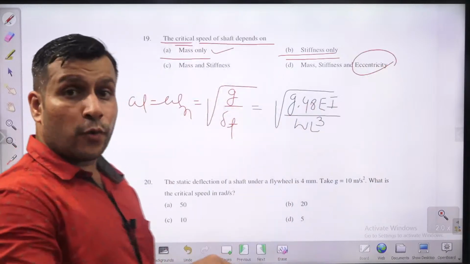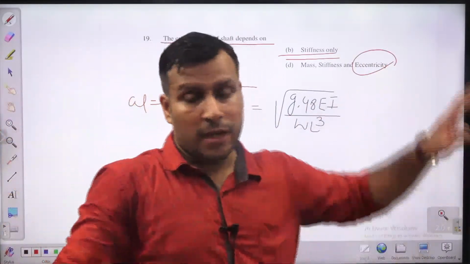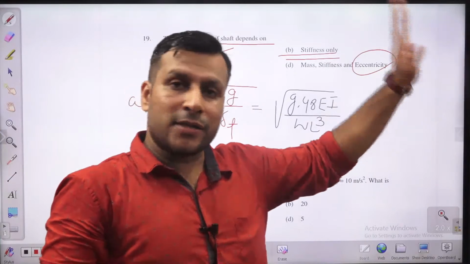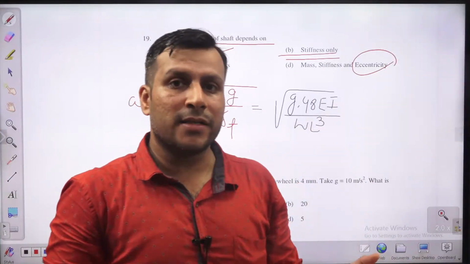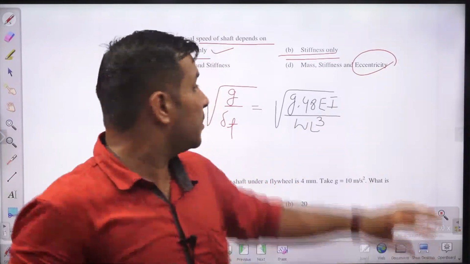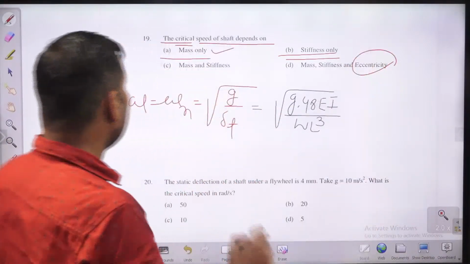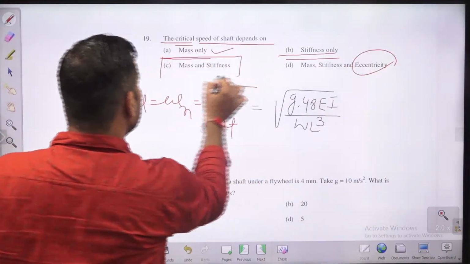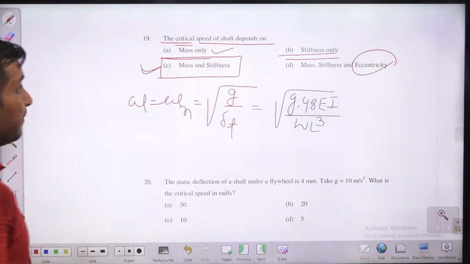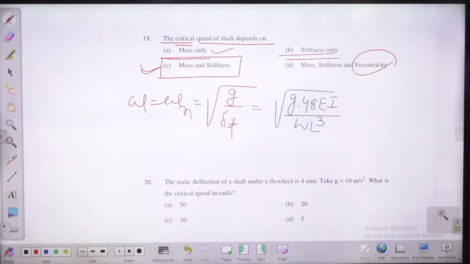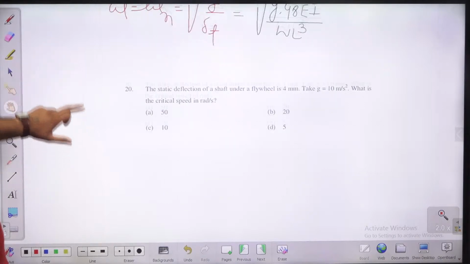The centrifugal force and the amplitude of the vibration will be different. Okay, that is going to depend on the eccentricity, how much is the unbalance. But the critical speed or whirling speed is not going to depend on the eccentricity. That depends on mass and stiffness only. That's why for this question the answer will be C, mass and stiffness. The critical or whirling speed depends on mass and stiffness only, guys. The critical speed is independent of the eccentricity. Now let us move to the next question.